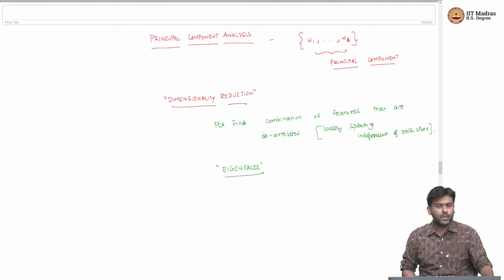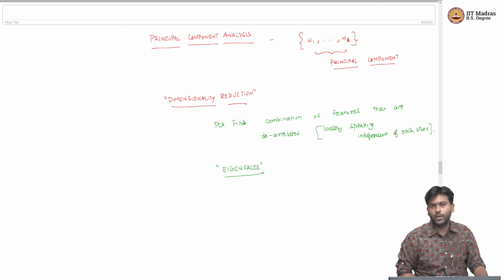For now, we have seen PCA, and I hope you are able to appreciate the fundamental nature of this idea and this algorithm.